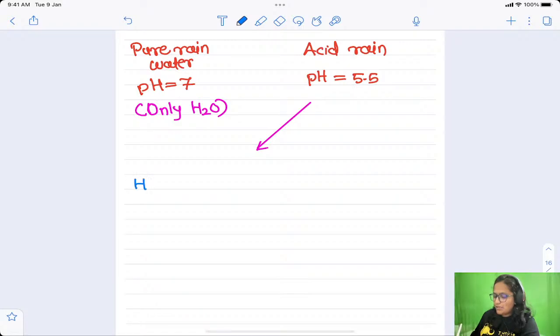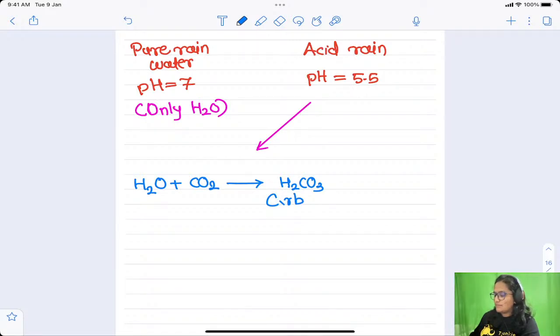First of all, water, this is the rainwater, gets mixed with carbon dioxide. All of these are non-metallic oxides, and it gets converted into H2CO3. H2CO3 is called carbonic acid.